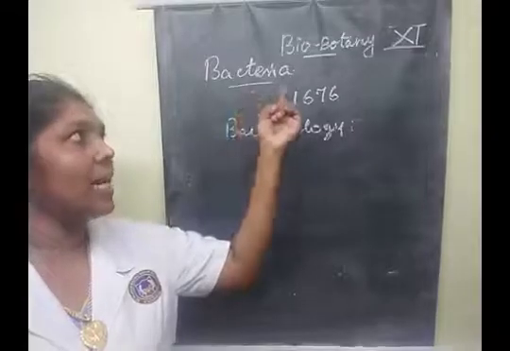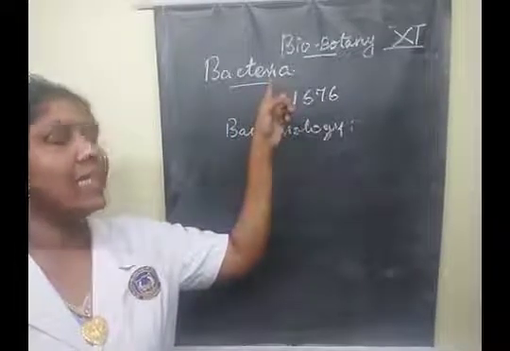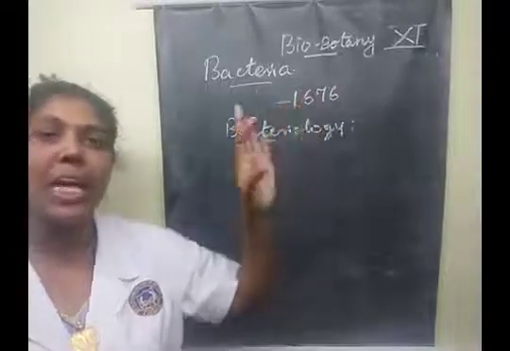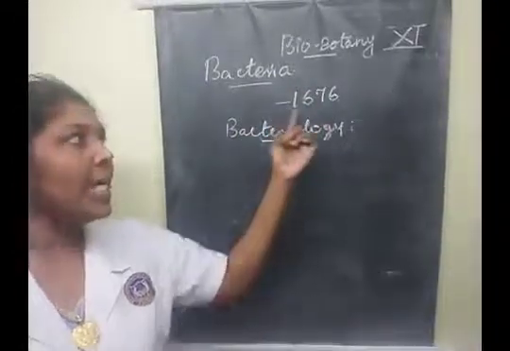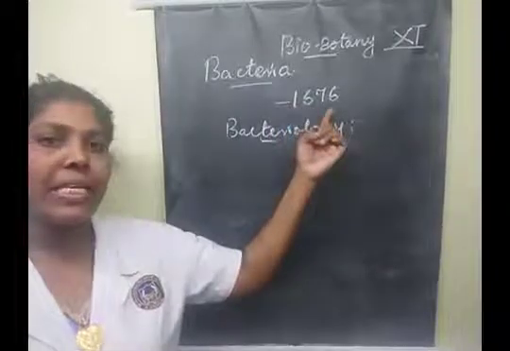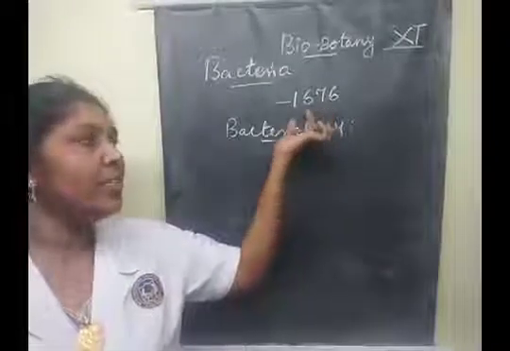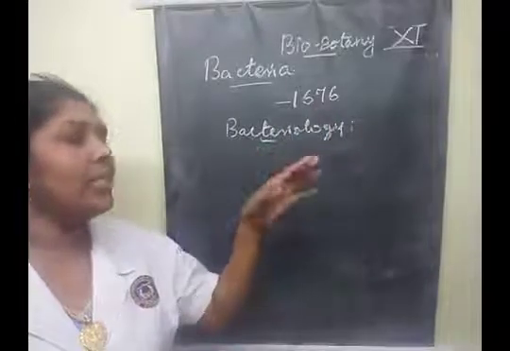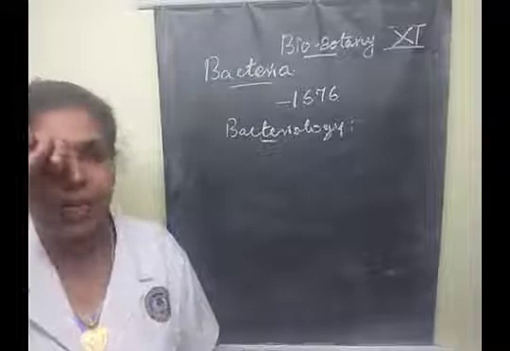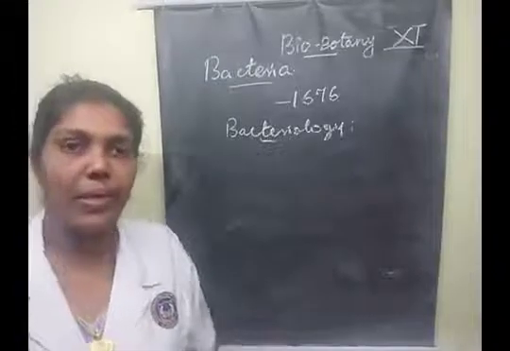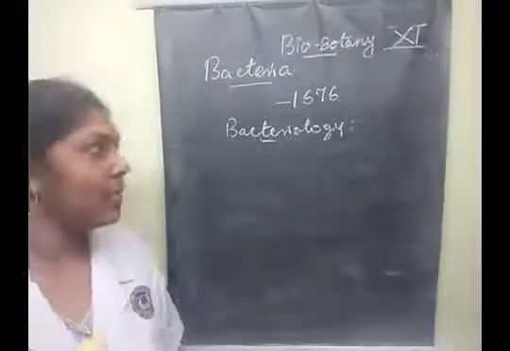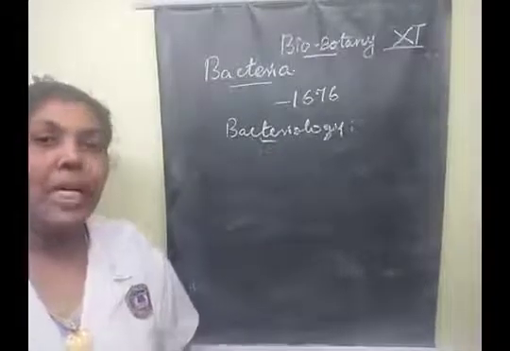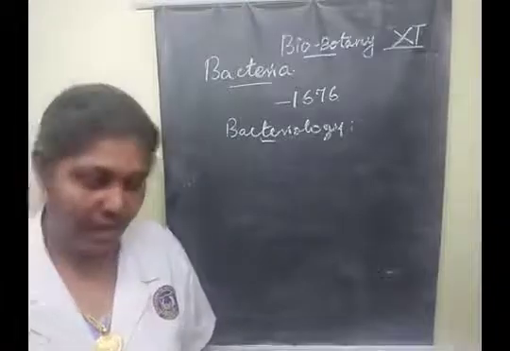What is bacteria? Who discovered bacteria for the first time? A person named Anton von Leeuwenhoek, in the year 1676. He called them animalcules. Then what is meant by bacteriology? The study of bacteria is known as bacteriology. Clear, children? Yes. So next, we are going to learn about the general characteristic features of bacteria.